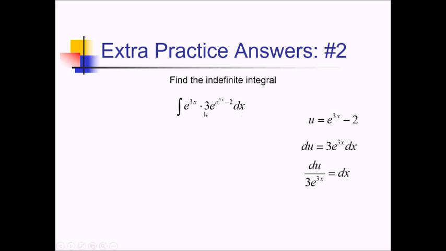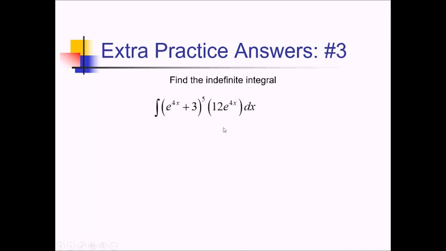So substituting back into the original, we can write e to the 3x times 3e to the u power. And then dx, we're going to replace that with du over 3e to the 3x. So the e to the 3x in the numerator and this one up here are going to cancel. We actually also get some canceling with this 3 and this 3. So when the dust settles, we just have e to the u du. And the antiderivative of that is e to the u plus c. And if you want, you can replace u with e to the 3x minus 2.